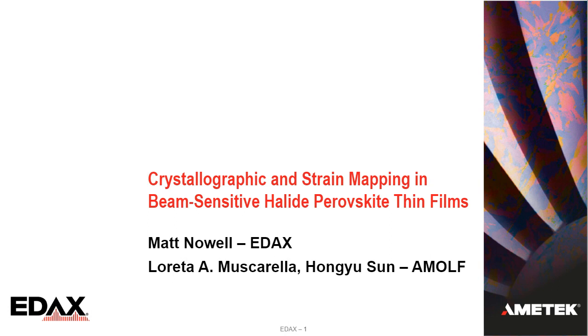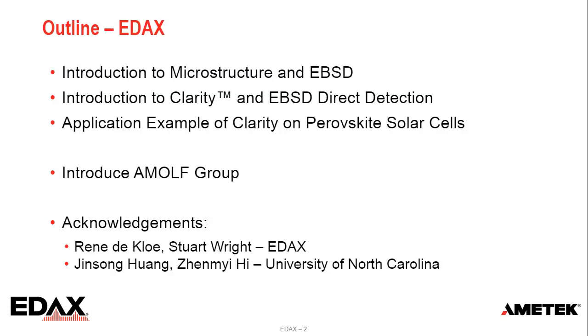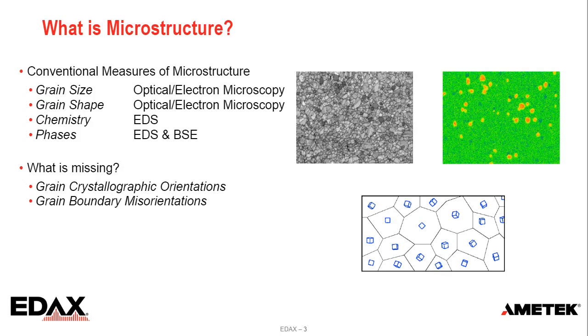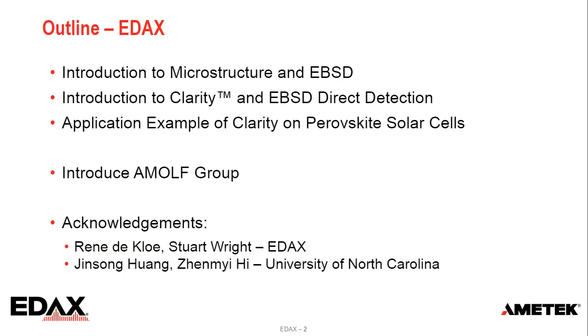Thanks, Jonathan, for that wonderful introduction. I'm very excited to be here with Loretta and Hongyu today to talk about characterizing and understanding these perovskite solar cell materials. From my side, I'm going to talk a little bit about microstructure and EBSD, or electron backscatter diffraction. Then I'm going to introduce a direct detector, Clarity, which is used for characterizing these materials. I'll try to explain why. And then I'm going to give just a quick application example of using this detector on some perovskite solar cell materials. And then I'll turn it over to the AMOF group.